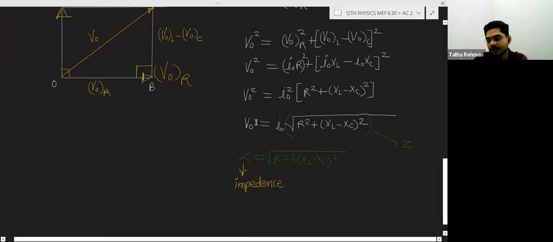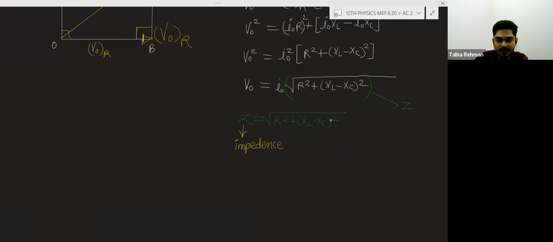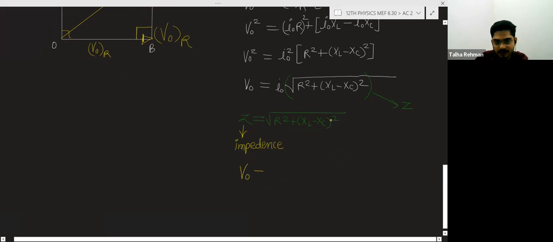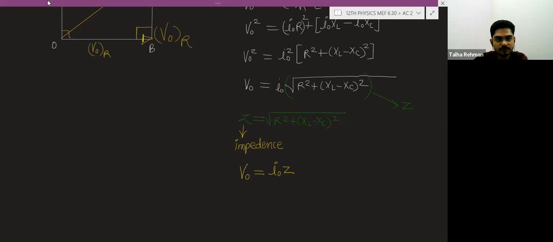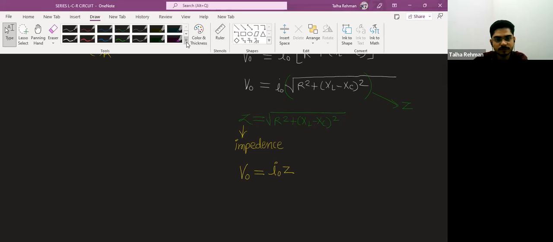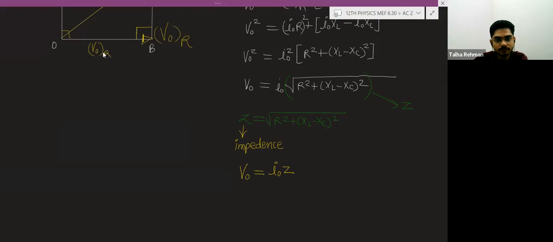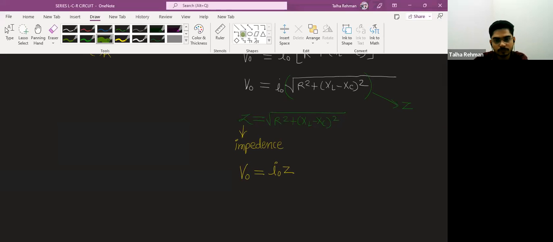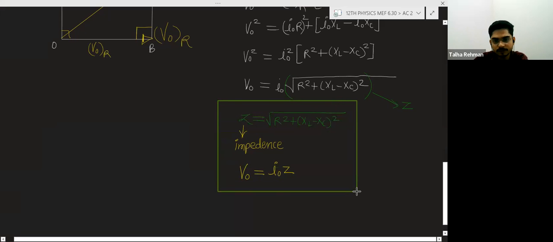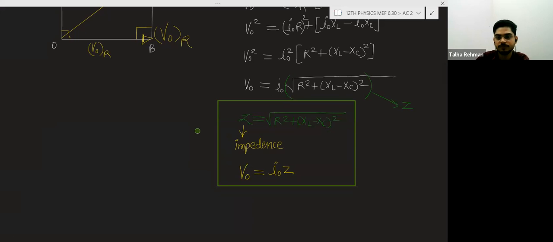So the resultant voltage is this. V naught is equal to I naught into this. The resultant voltage in the circuit is equal to the peak value of the current into the impedance Z. So both these formulas you should remember.